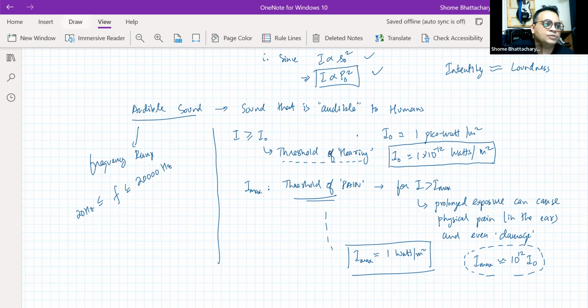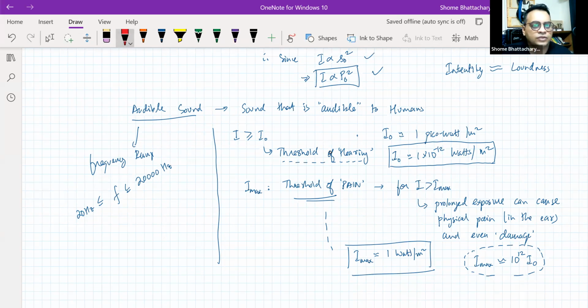Hard and fast value, because every human being has a unique physical form and shape and all that. But a statistical average accepted value for threshold of hearing is 1 picowatt per meter square. On the other hand, there is also something called threshold of pain, which is a statistical average for the loudness such that when intensity is more than this, it can cause physical damage, or definitely it can cause physical pain in the eardrum. So that's like the upper limit.